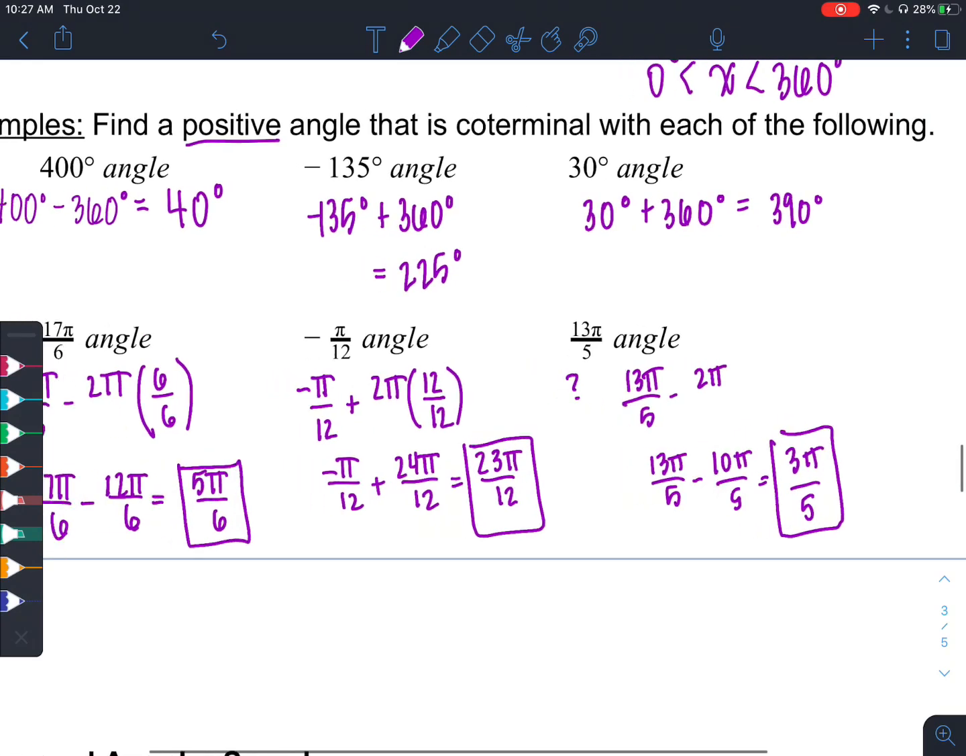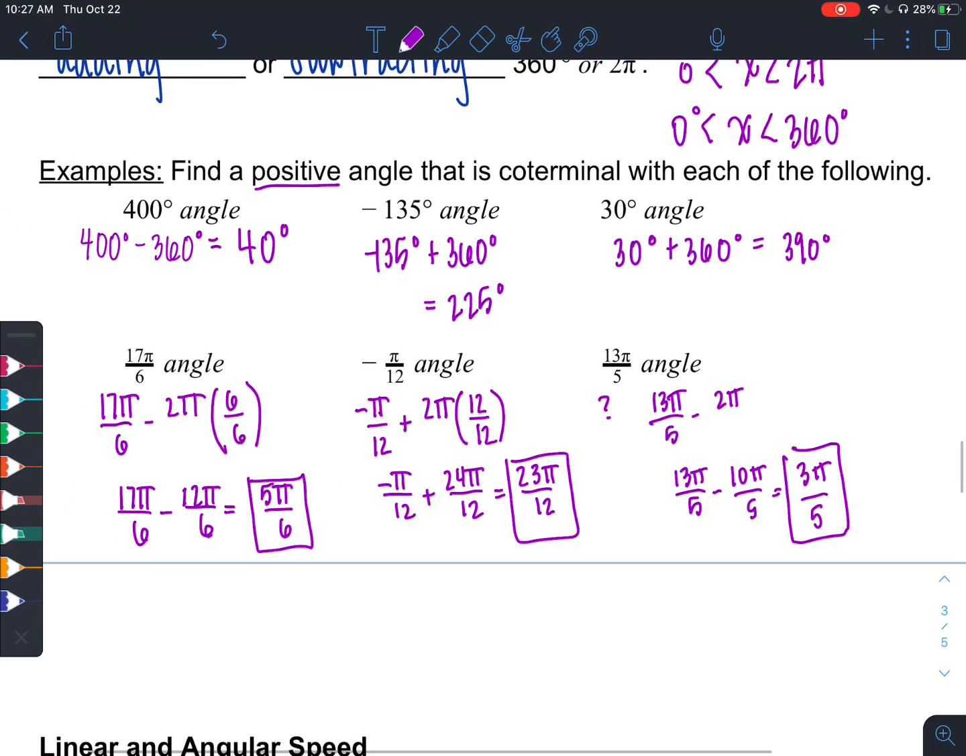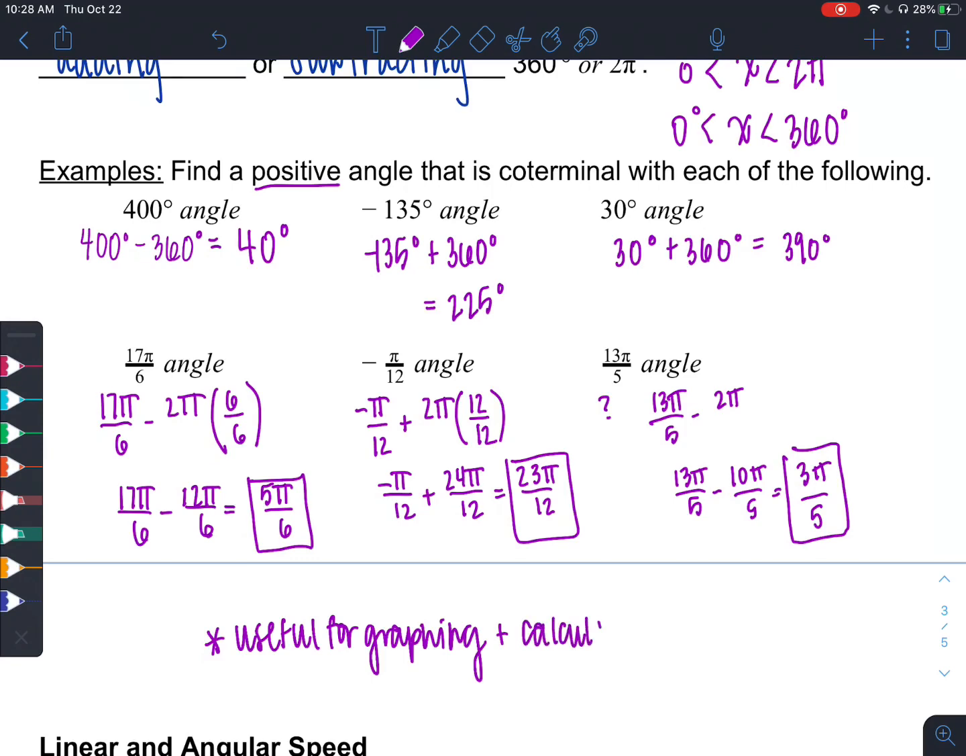Okay, so the reason why we want to do this is for graphing. Outside of that, we'll get to solving and things like that. So it's useful for graphing, and it's also useful for calculating sine, cosine, tangent, etc.